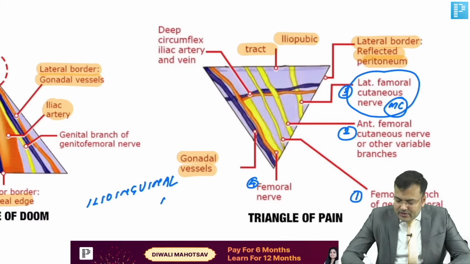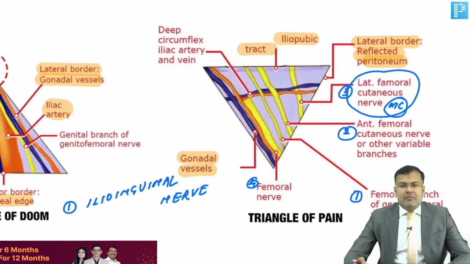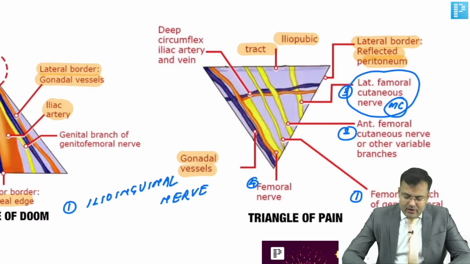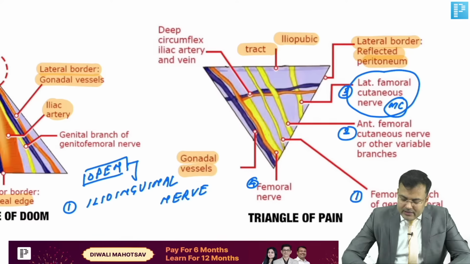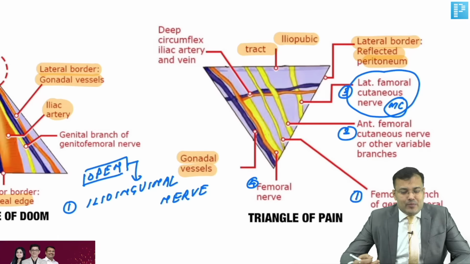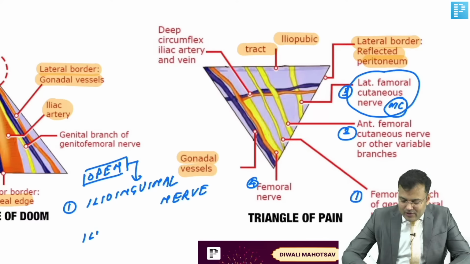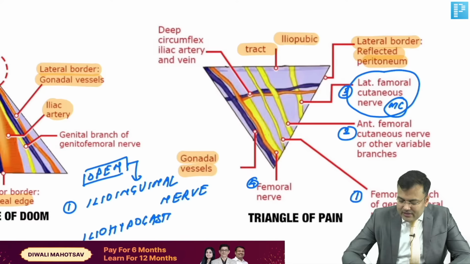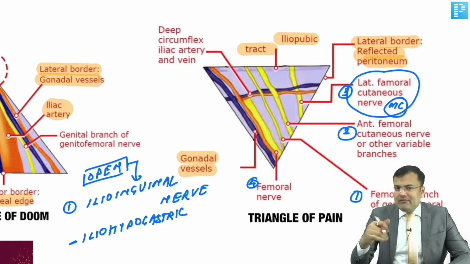There are 3 questions related to nerve injury in this area. First, the most commonly injured nerve during laparoscopic hernia repair is the lateral cutaneous nerve of thigh. Second, most commonly injured during open hernia repair is the ilioinguinal nerve. And third, most commonly injured during appendectomy is the iliohypogastric nerve. So, these are the 3 important questions which are asked frequently.